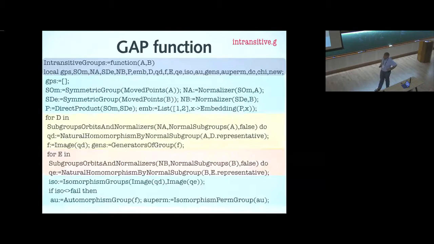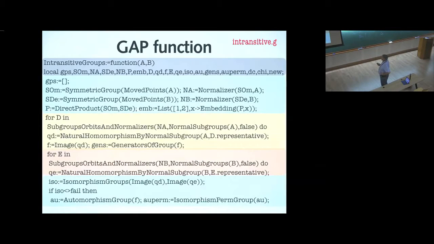Let me finish with an example of how one would do this in GAP. This is a file, and I will put that file on the web pages together with the slides. For intransitive groups, with a given A and a given B, you would run through A and B. We form the symmetric groups, normalizers in the direct product of these two groups, and we embed A and B. We calculate subgroups; subgroup orbits and normalizers is a convenient function to get subgroup representatives under the action of a group.